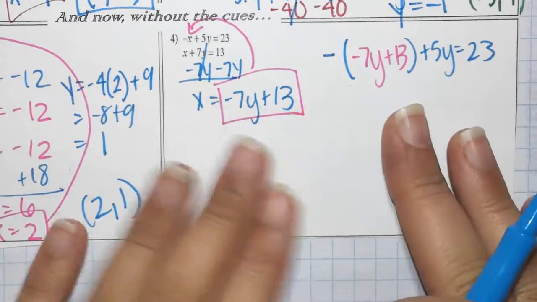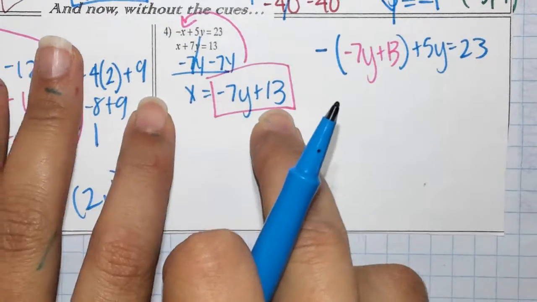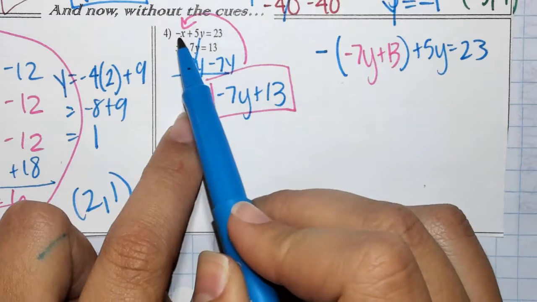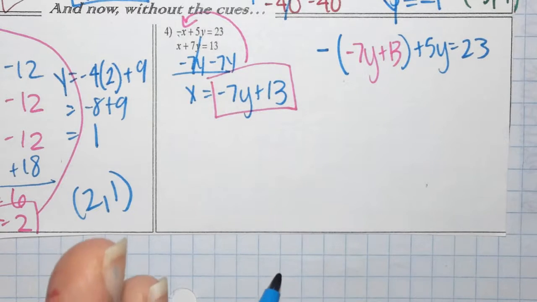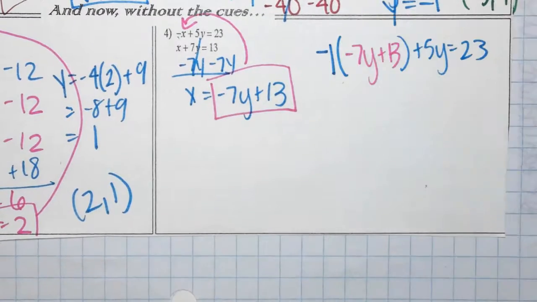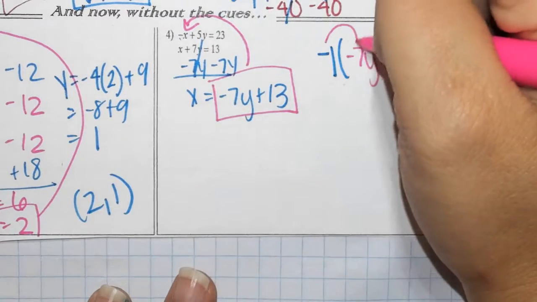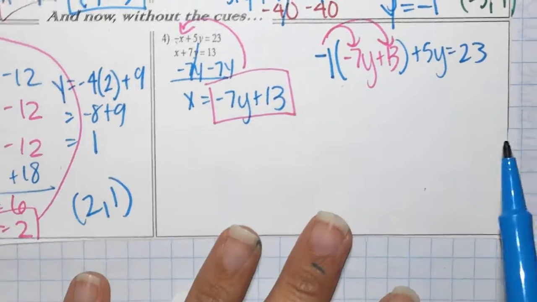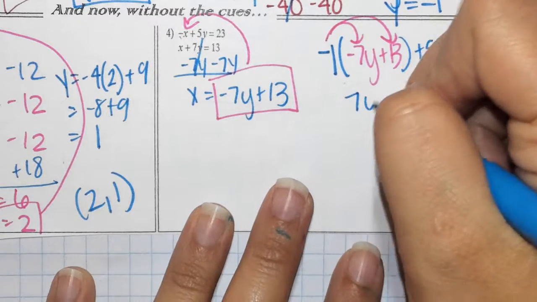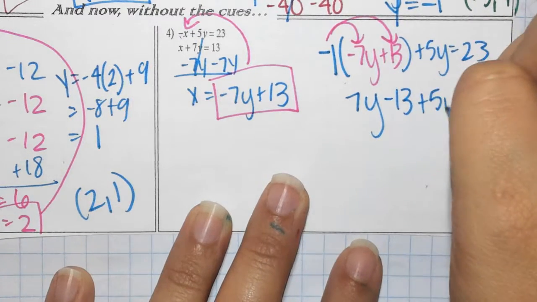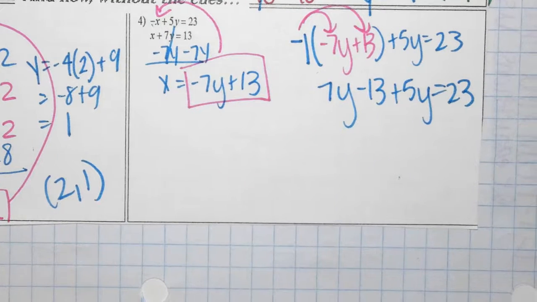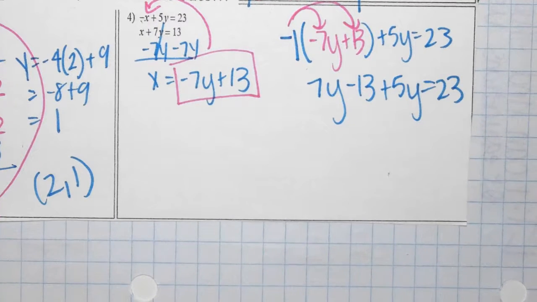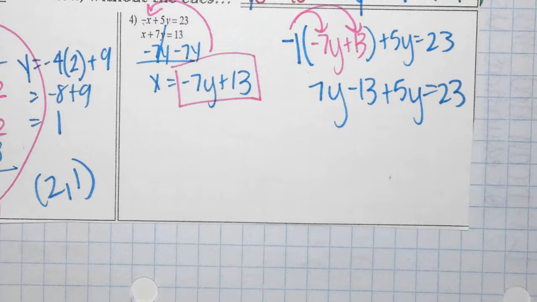Okay, so I found that x equals negative 7y plus 13. I took what x equaled and I plugged it in right here. But I have a negative out front. Didn't I just say to treat it like a negative 1? Yeah. How do we get rid of a negative 1? Distribute. Alright, finish.